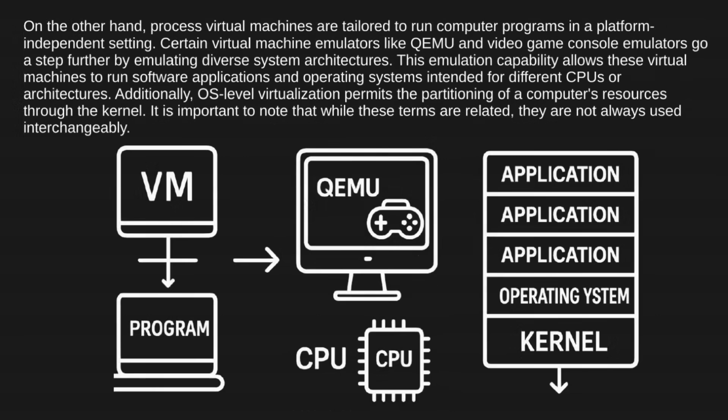On the other hand, process virtual machines are tailored to run computer programs in a platform-independent setting. Certain virtual machine emulators like QEMU and video game console emulators go a step further by emulating diverse system architectures. This emulation capability allows these virtual machines to run software applications and operating systems intended for different CPUs or architectures. Additionally, OS-level virtualization permits the partitioning of a computer's resources through the kernel. It is important to note that while these terms are related, they are not always used interchangeably.